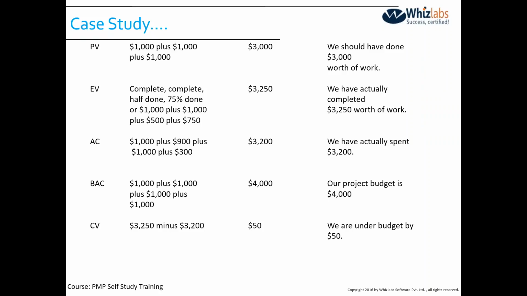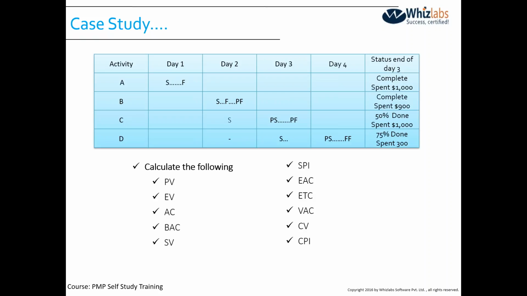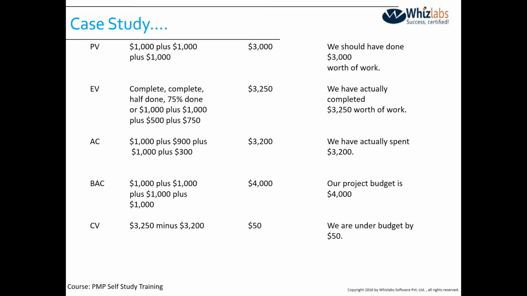Now, while you look at the planned value, I'll be shuffling between both slides. It says planned value at the end of day 3. It was 1,000 plus 1,000 plus 1,000. Okay, let's go back to the previous slide. At the end of day 3, you have the three days, so the plan was to complete 3 activities having the worth of $3,000. So we should have done 3,000 worth of work. Anybody has any question on this?